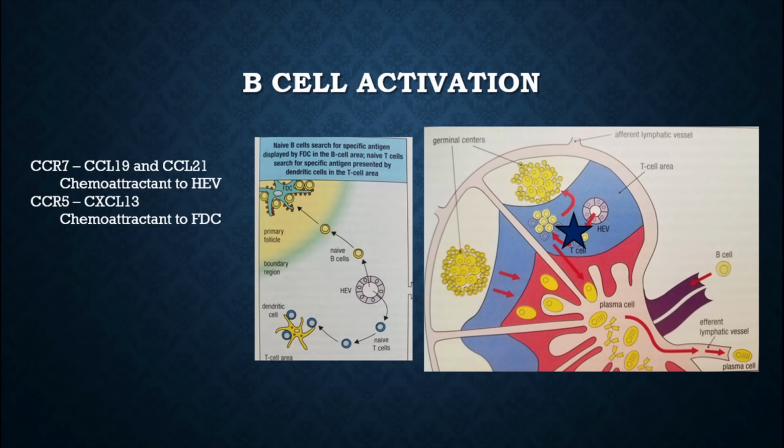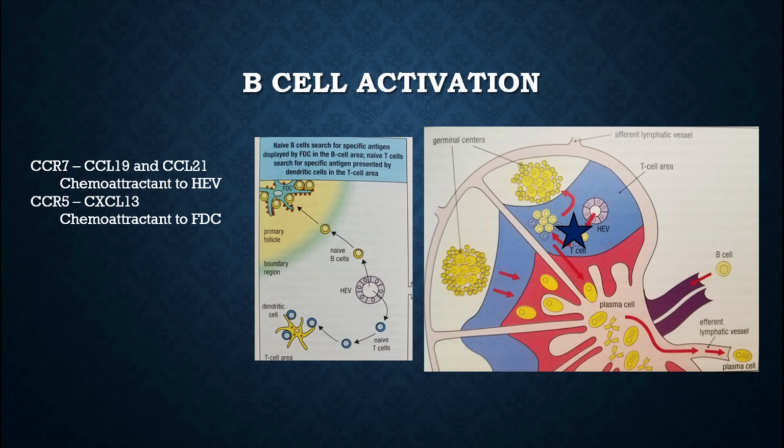So let's talk about B cell activation. B cells start by migrating to the lymph node, and they do this using CCR7, which is a receptor for CCL19 and CCL21. Both of these proteins are chemoattractants to the HEV. Okay? They're made by the stromal cells and made by the dendritic cells.